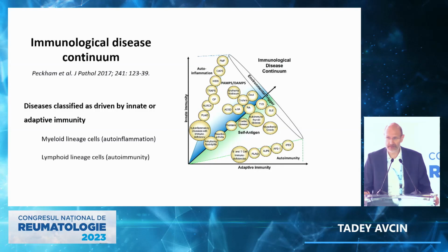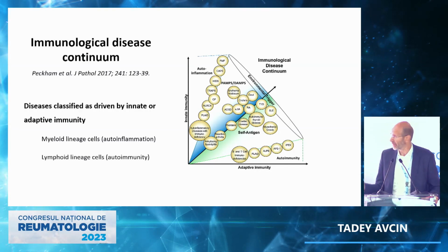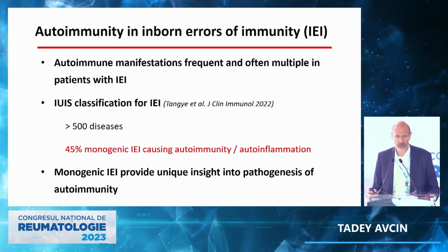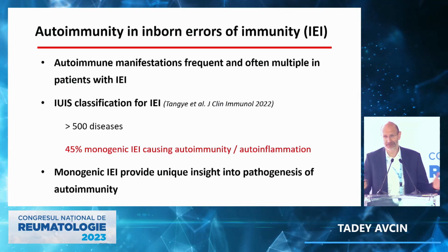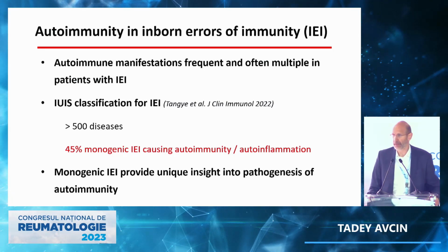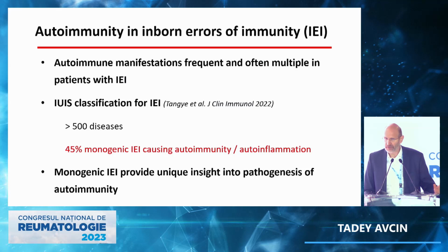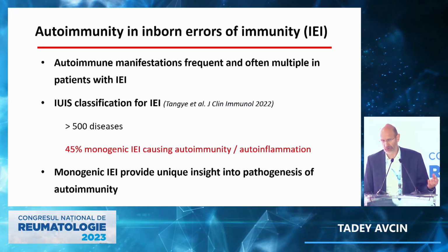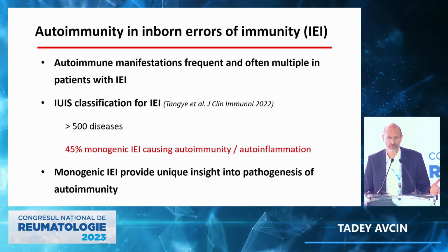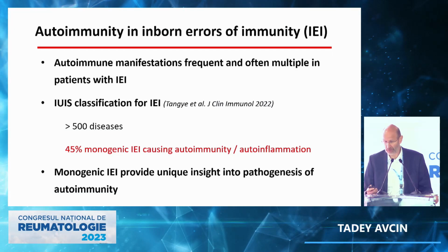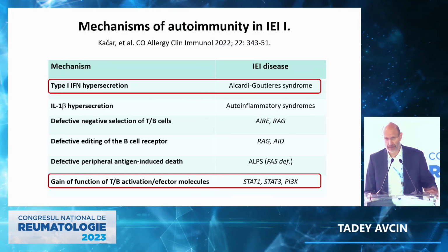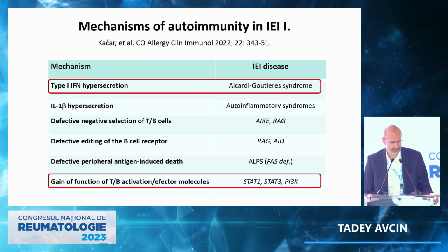Most of our polygenic diseases can be found somewhere in between, but in my presentation I would like to focus on monogenic diseases, and I would like to show you that SLE is really a heterogeneous disease. Let me start with inborn errors of immunity. We know that there are more than 500 diseases that are causing inborn errors of immunity, and in nearly half of these diseases, we could see some autoimmune or autoinflammatory phenomena. And definitely these inborn errors of immunity provide a unique insight into the mechanisms of autoimmunity.